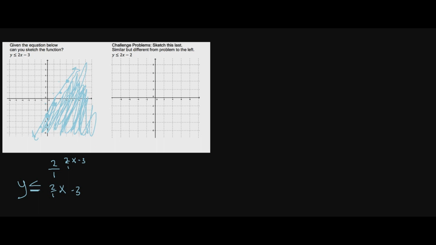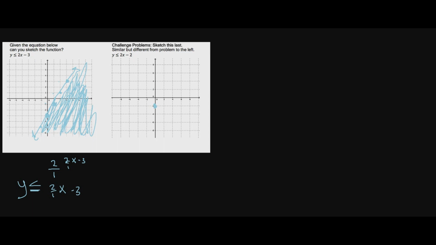Okay, challenge problem. Sketch this last problem. So y is less than or equal to 2x minus 2. What's my starting value? Negative 2. Well, notice how the axes are going by 2's over here. It was 0, 1, 2, 3, 4. Here it goes 0, 2, 4, 6, and then negative 2. So just notice that the scaling is different, but it does not matter, my friend. So here it is at negative 2.